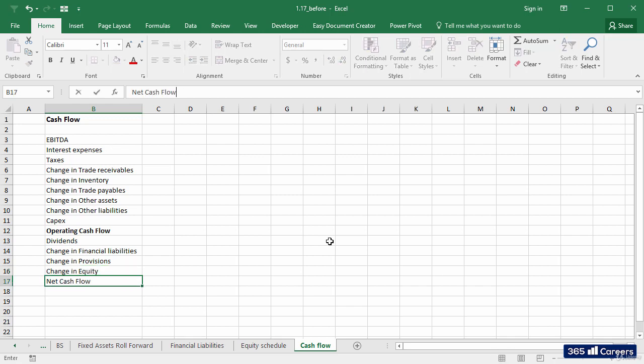Great! So this is the structure of the cash flow. Let's stop for a second and format this sheet professionally. You can try to do this on your own, so I'll pause for a second. Please stop here and try to format this sheet on your own, okay?